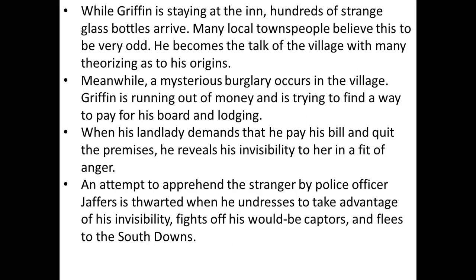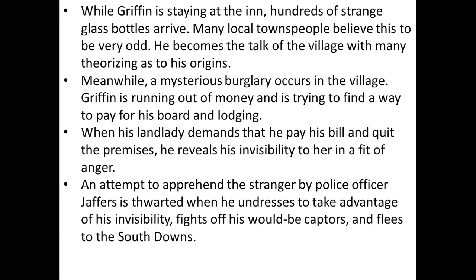An attempt to apprehend the stranger by police officer Jaffers is thwarted when he undresses to take advantage of his invisibility. He fights off his would-be captors and flees to the South Downs. So, many had given complaints, and the police officer Jaffers comes. He got to know the situation. When he wears everything from top to bottom, Griffin is visible to everybody, so everyone can catch him, at least his jacket or coat. But when Jaffers came to arrest him and send him to jail, Jaffers was running behind and chasing Griffin.